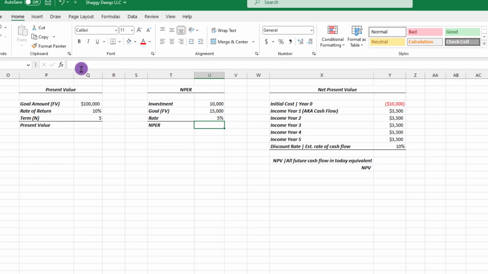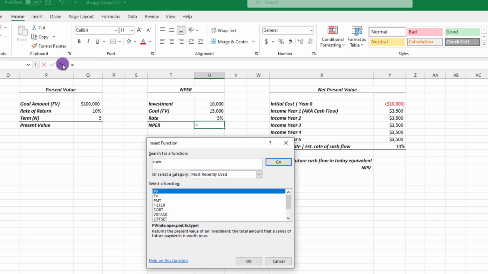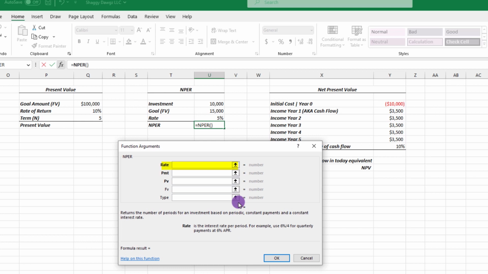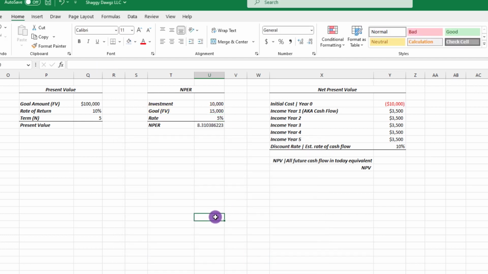So we'll go up and click on our FX icon, do a search for NPER, and now where it says rate, we'll click right here. Where it says PMT, or payment, we are not going to put in any more money, so we'll type a 0. For the PV, or present value, this is money out of our pocket, so we'll type a negative first, then click on the investment amount. And for FV, or future value, that's how much we want to get in the future. So we'll click this cell right here, then click OK. And right there is the NPER. Rough cutting the numbers, it looks like it will take 8 years to reach our objective.